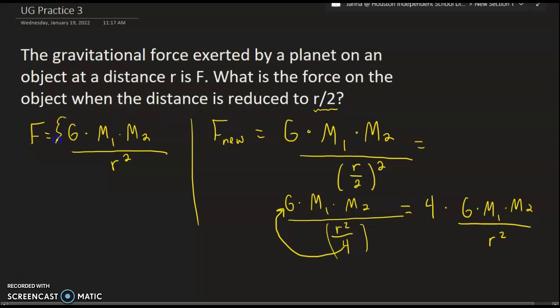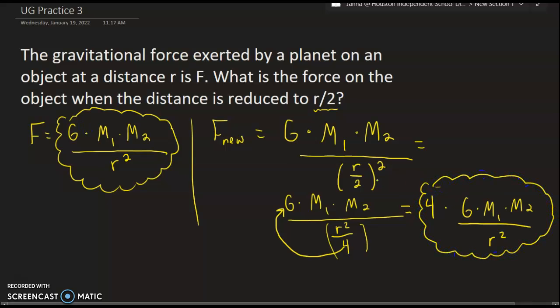So if I compare this equation with this equation, I can see that they're almost the same. G, M, r squared, all the same. But what changed was this 4. We have literally multiplied this equation by 4, which means that this new force is 4 times the original force, or 4F, or you could say it's quadrupled. So that's how you could answer that question.